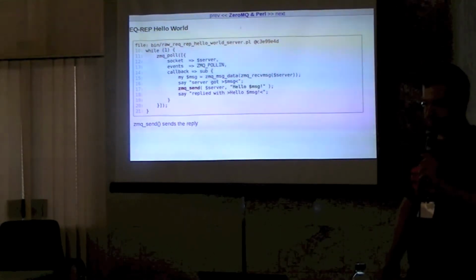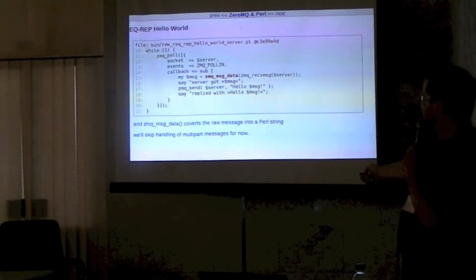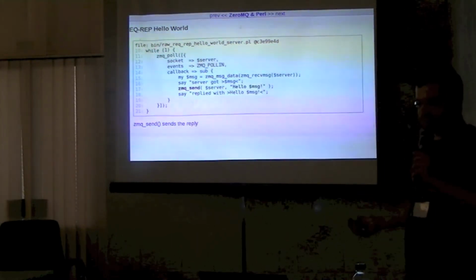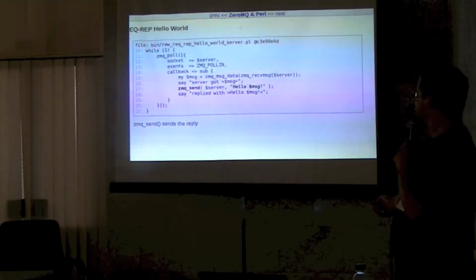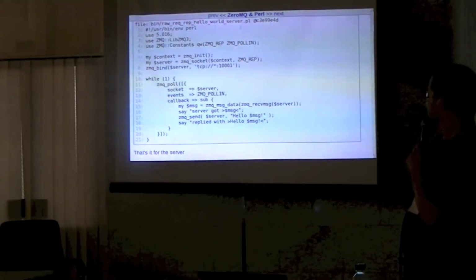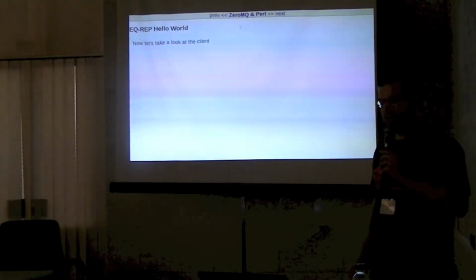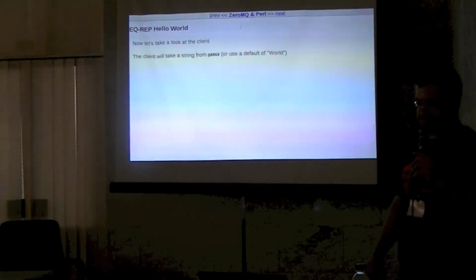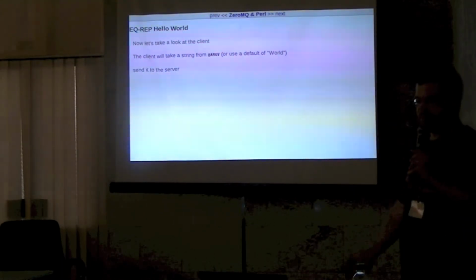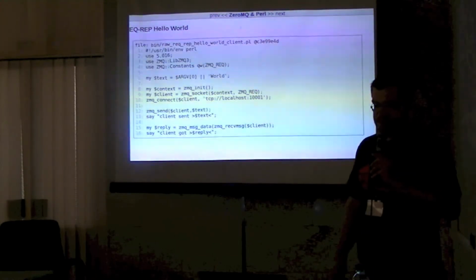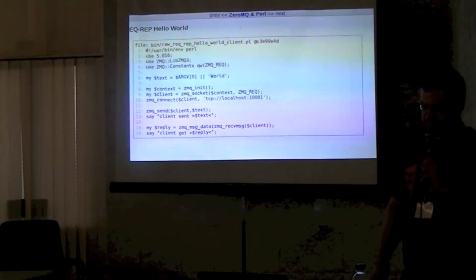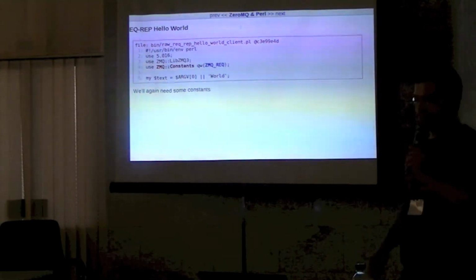Multipart message, I'll get into that later. So now you have the message you got from your client, and then you can reply using ZeroMQ send to send whatever you want back. So that's the whole server. The client, you can take a string from argv and send it to the server, and you get back hello, whatever. That's the client. It's not a lot of code, but it's quite nice.